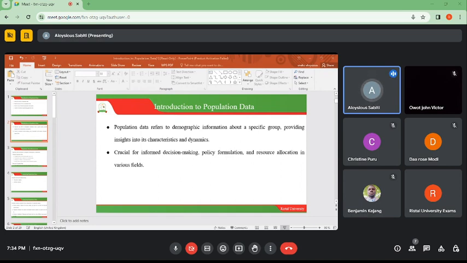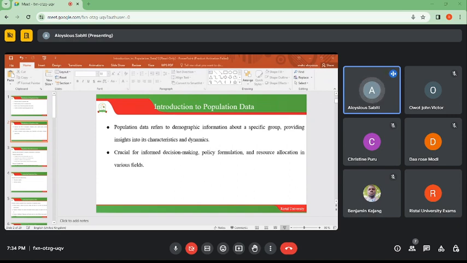So there is what they call population data measurement. We want to measure the data, or we want to understand what the population is in terms of its dynamics and in terms of its characteristics. So how do we measure the population? How do we measure the characteristics and so forth? So population data can be measured through numerical or categorical measurements or observations.